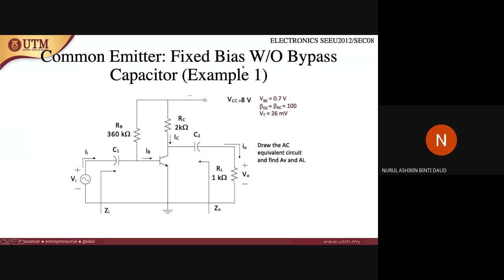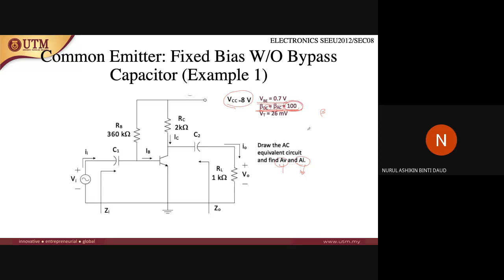So these are fixed bias without bypass capacitor. First of all, draw the equivalent circuit and find the AV and AI. What they ask is to find the value of AV, which is the voltage gain, and the value of AI, the current gain. Given that VCC is 8 volts, VBE is 0.7 volts, beta DC and beta AC are the same. It means that in both the DC case and the AC case, the value is 100.